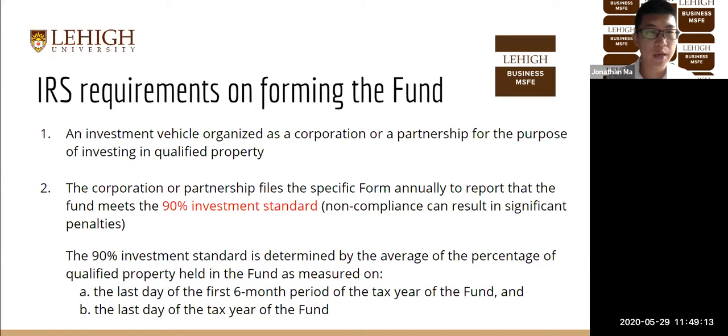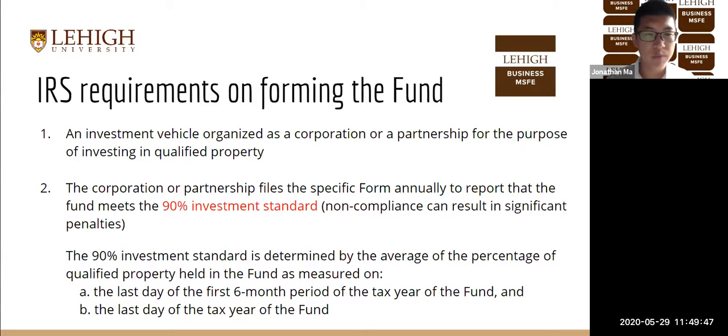So first is the IRS requirements on forming this fund. Actually, the requirements are pretty simple. The first one is the fund should be an investment vehicle organized as a corporation or partnership for the purpose of investing in qualified property. The second one is that the corporation or partnership creating this fund needs to file a specific form annually to report that the fund meets the 90% investment standard, and non-compliance can result in significant penalties.